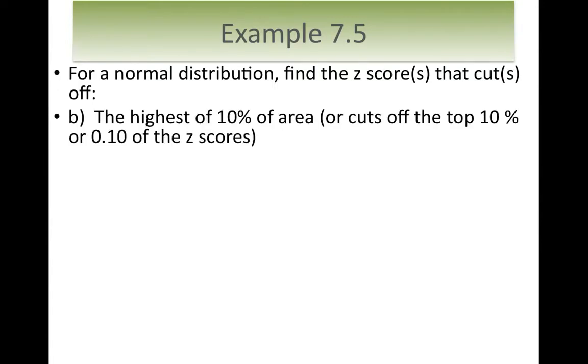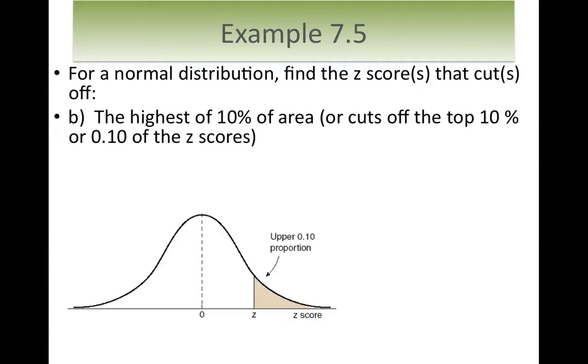The highest 10% of area. So this means cuts off the top 10%, or 0.10, of the z-scores. So here's an example of what it looks like to be in the top 10%. This piece of area that's shaded in is the top 10%. The z-score that cuts off that top 10%, you should recognize, is the same z-score that cuts off the bottom 90%. Okay, the bottom 90% and the top 10% have the same z-score cutoff.